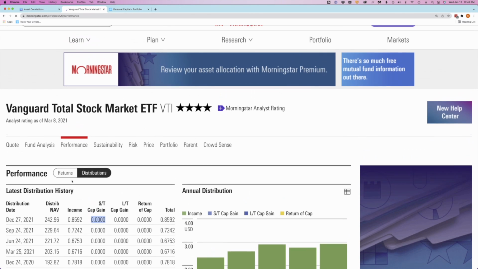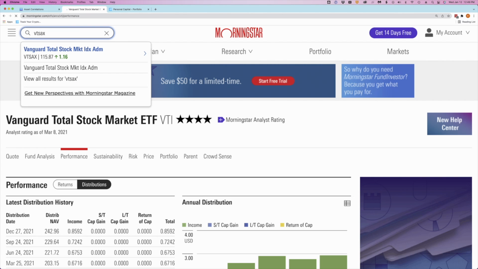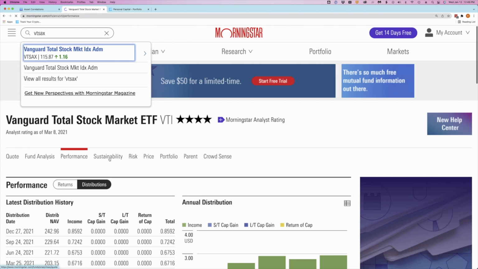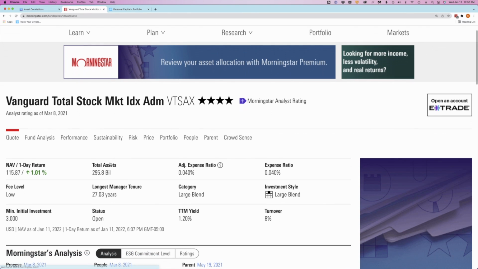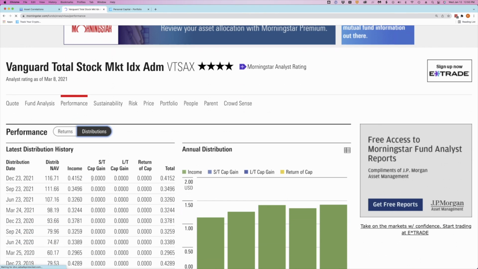But we can even look at the mutual fund version of this, which is VTSAX, and go to performance, and there shouldn't be any capital gains here either. Yeah, none. So that is really important. If you're going to invest, particularly in a mutual fund, in a taxable account, you need to have an understanding of what the capital gains are.